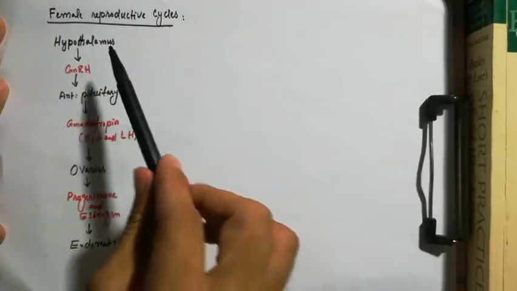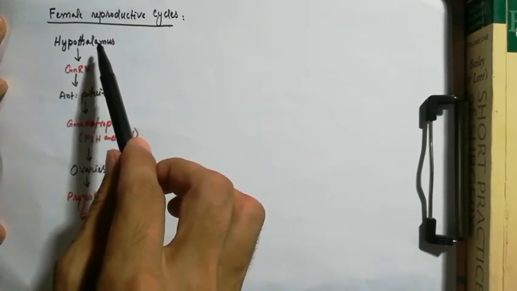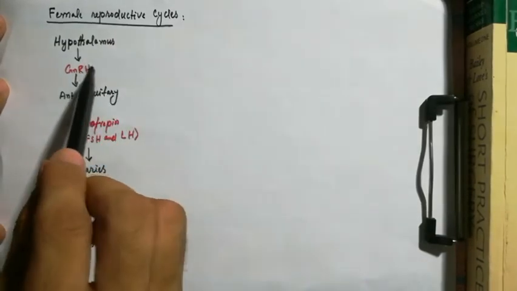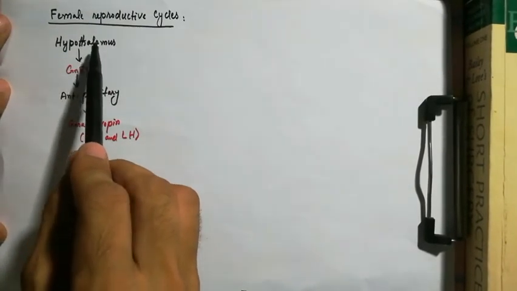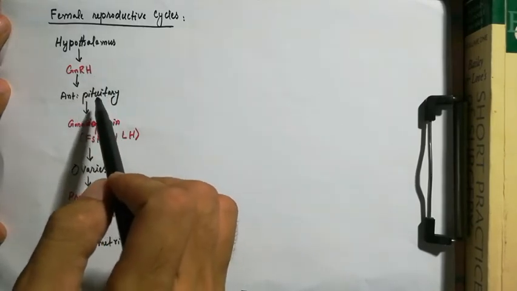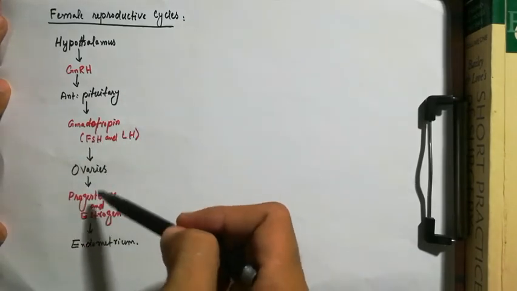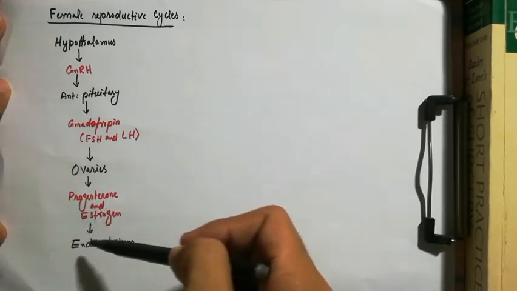In black color, these are the glands or organs which release the hormone or on which different hormones act, and with this red color these are the hormones. So in this way, master gland is hypothalamus. Hypothalamus regulates the anterior lobe of pituitary gland, and anterior pituitary gland regulates ovaries, and ovaries secrete progesterone and estrogen, which act on endometrium of uterus.